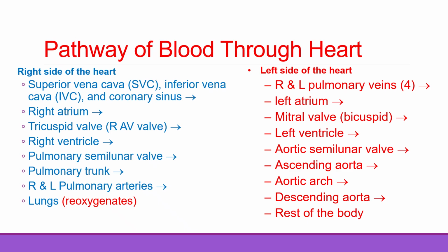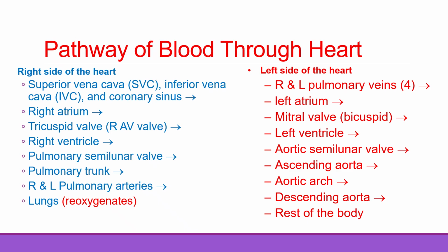All right, so we're going to learn this. You're going to know this really, really well. I want you to notice, first of all, that I've color coded it for you. The right side is blue because that's representing the deoxygenated side of the heart, and the left side is red, denoting the oxygenated side. We're going to start where blood is returned to the right-hand side and trace it all the way through.